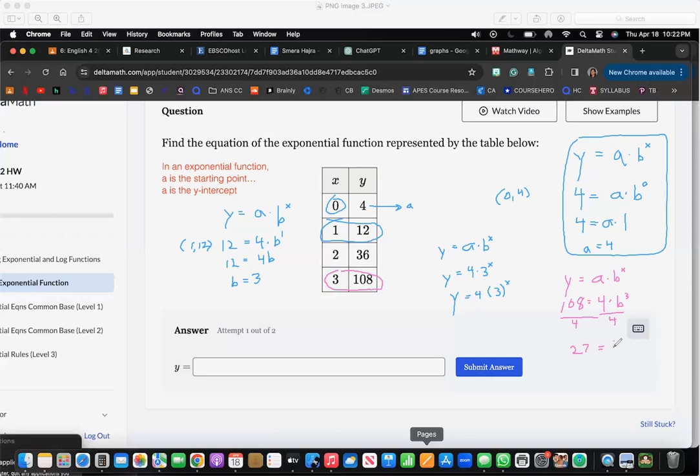27 equals b to the third power. And to solve this, you have to take the cube root of each side. Take the cube root of 27, and the cube root of b cubed. When we take the cube root of something cubed, it's of course what it originally is, so b. And this is going to be 3. That's the same 3 we see here. All right, so that's it.